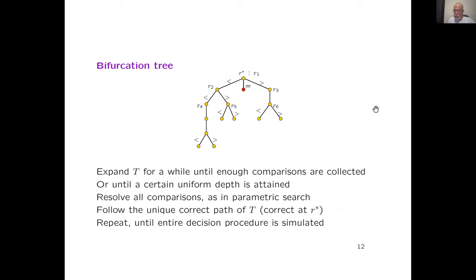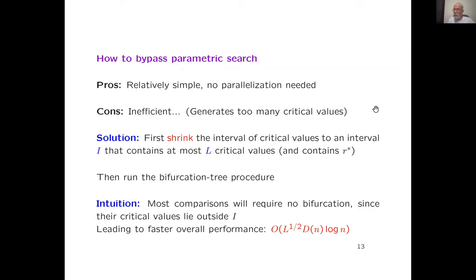Okay, but so it's relatively simple. I mean, it's not that simple, but we don't have to look for complicated parallel implementation of decision procedure. We just bifurcate for any decision procedure. But as it turns out, if we just do that, we gain very little, basically nothing, because we may generate too many critical values. In spite of the unary things, we cannot guarantee that the things will be efficient.